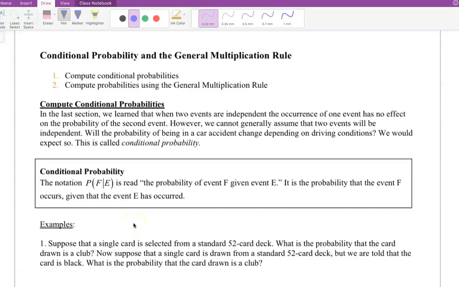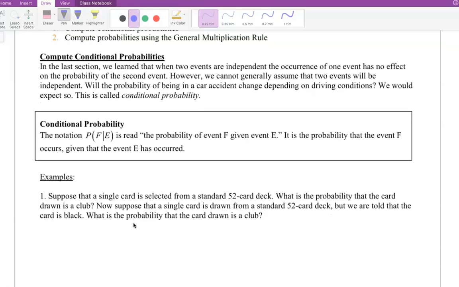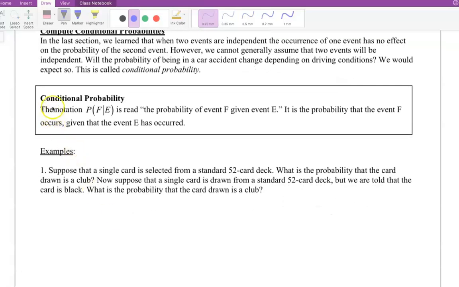Here is conditional probability and the general multiplication rule. So this part is conditional probability. We have the probability of F depending on E. If you remember from the previous section, we had two independent events, and when we have two independent events, we only need to multiply the probability for each one. But when we had dependent events, this is for this part, but I already had this in the previous section.